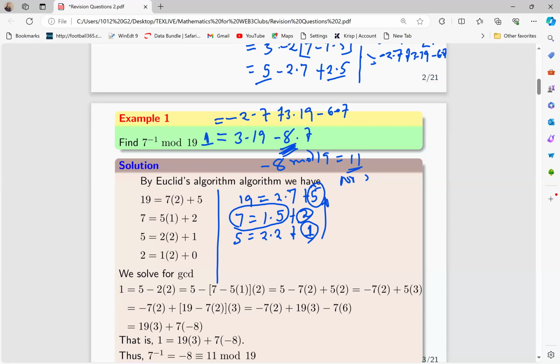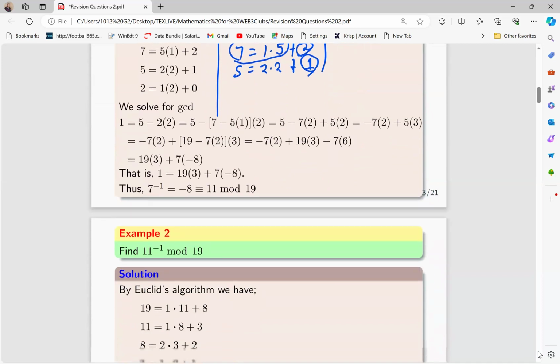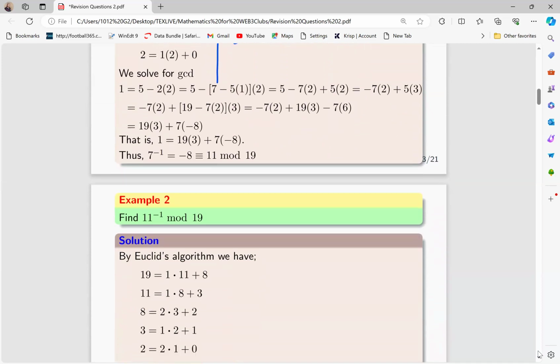I want us to look at 2 other examples, and then the floor is open to us for discussion. I want us to look at the inverse of 11 mod 19. Do you agree that 11 mod 19 has an inverse? Because there we said they are relatively prime. Yes, since they are relatively prime, you can find the multiplicative inverse.